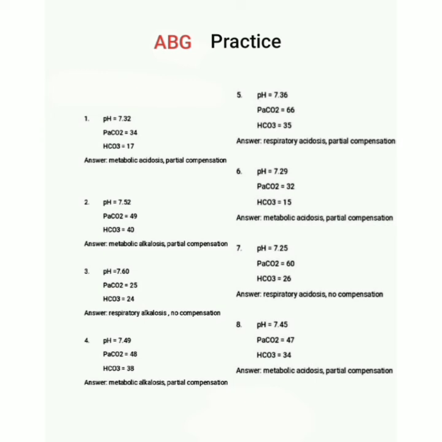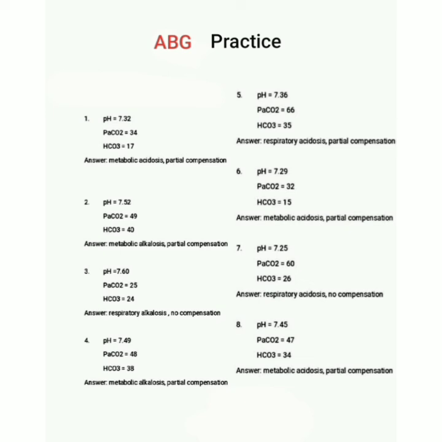Now question number 6. pH is 7.29, that is a decrease, as 7.35 to 7.45 is the normal level. Decrease means the condition is acidosis. Partial pressure of carbon dioxide is 32. 35 to 45 is the normal level. It is also decreased. ME, same direction. So metabolic acidosis. And they are telling partial compensation, because 7.29 is nearly 7.35, near the below level. So the answer is metabolic acidosis, partial compensation.